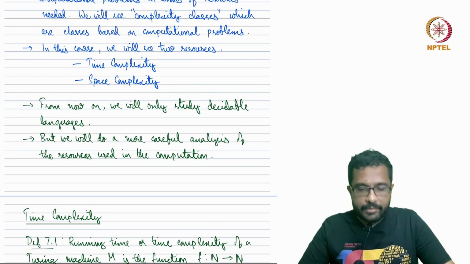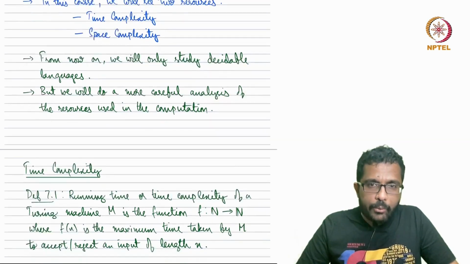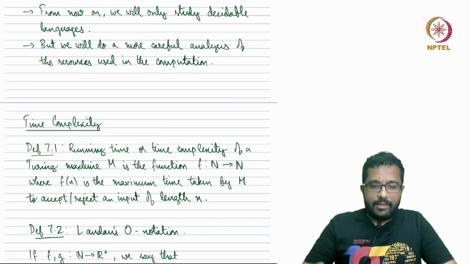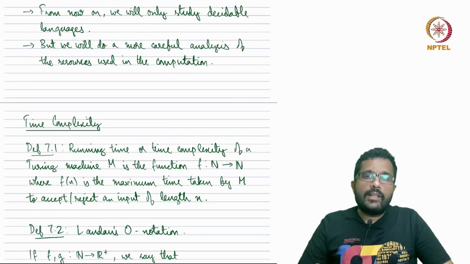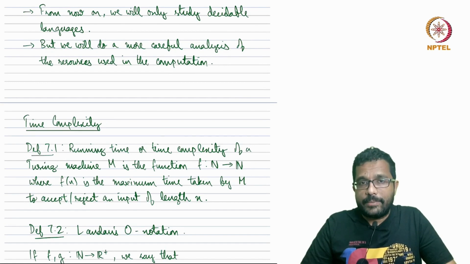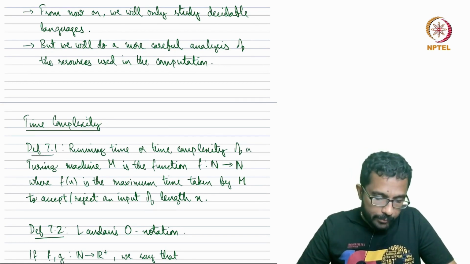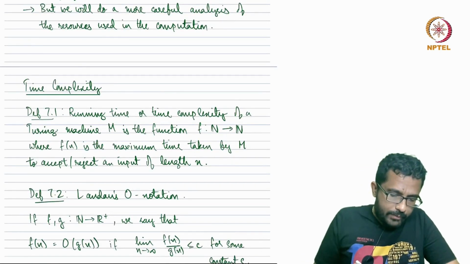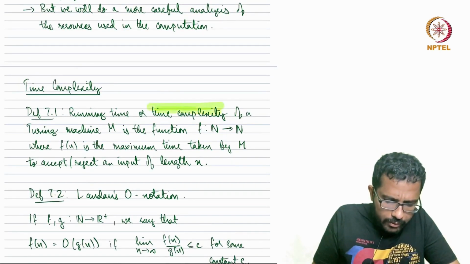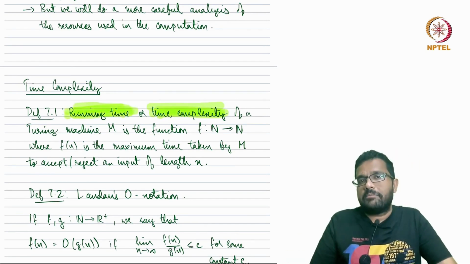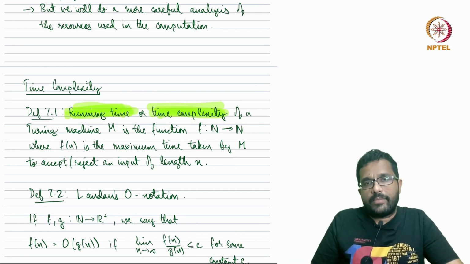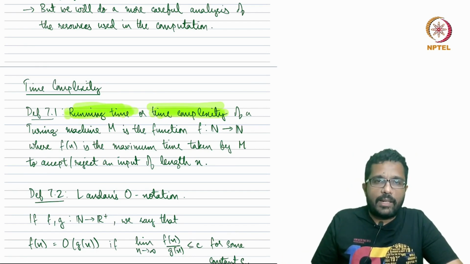More carefully, right? So now, without spending much more time, let's delve into the 7th chapter of the book by Sipser. This chapter is on time complexity. So what is time complexity? Running time or time complexity, both these terminologies are used, of a Turing machine. Given a Turing machine, it is deciding some language.